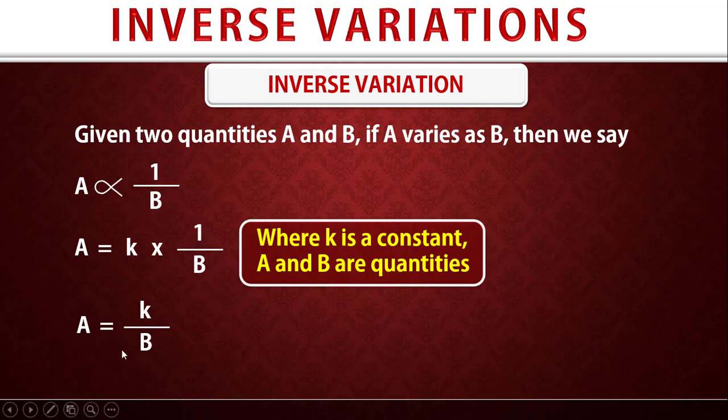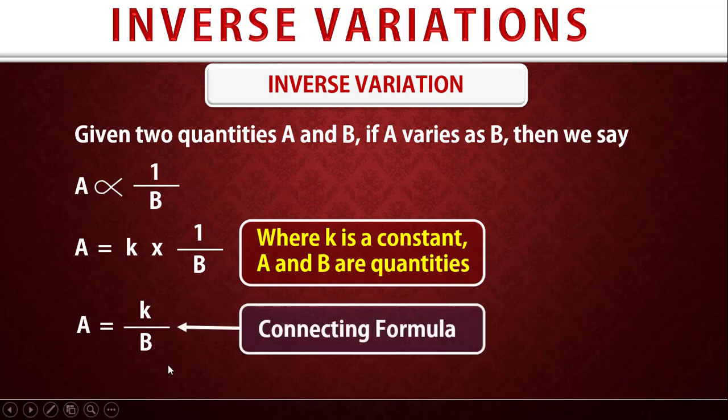So this formula is our connecting formula. This is the formula that we use for solving our problem. From here we can cross multiply for us to make K the subject of the formula. If we cross multiply, A times B and then K times 1. So A all over 1, you can see 1 times K, that will be K. A times B, that will be AB. So we have K equals AB.